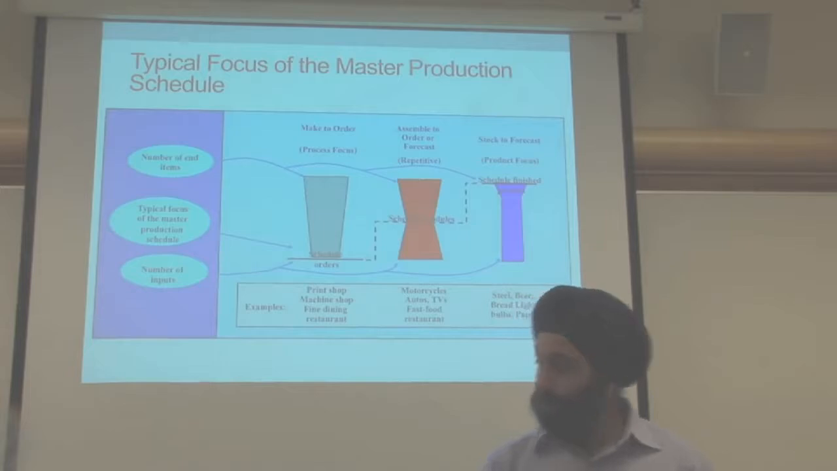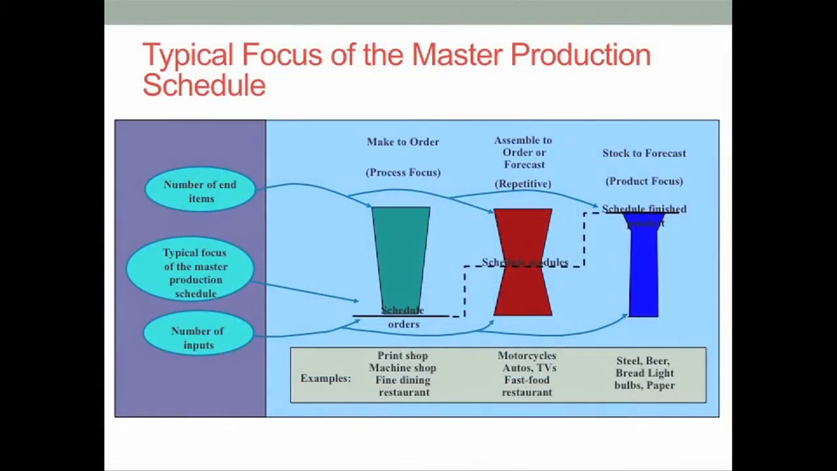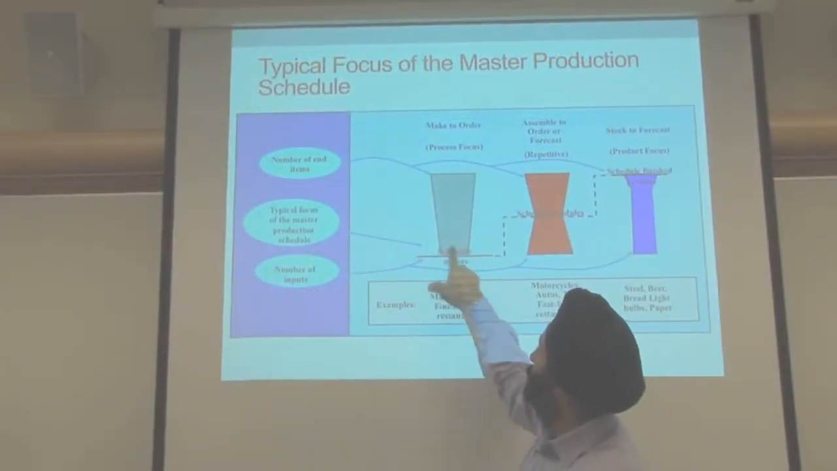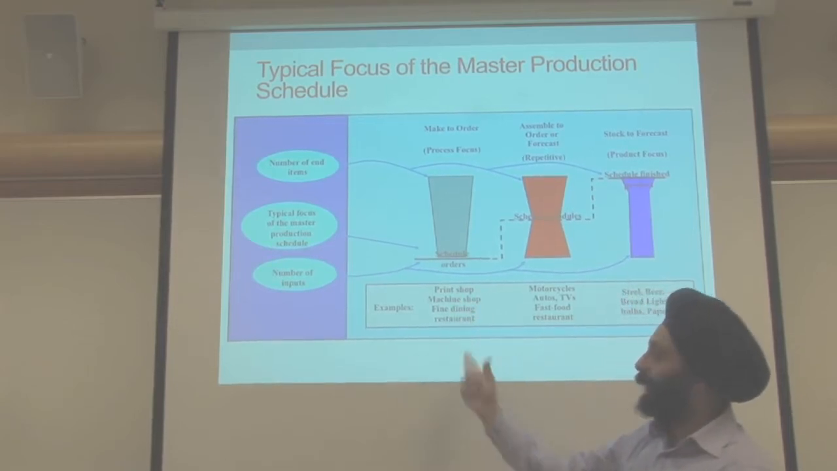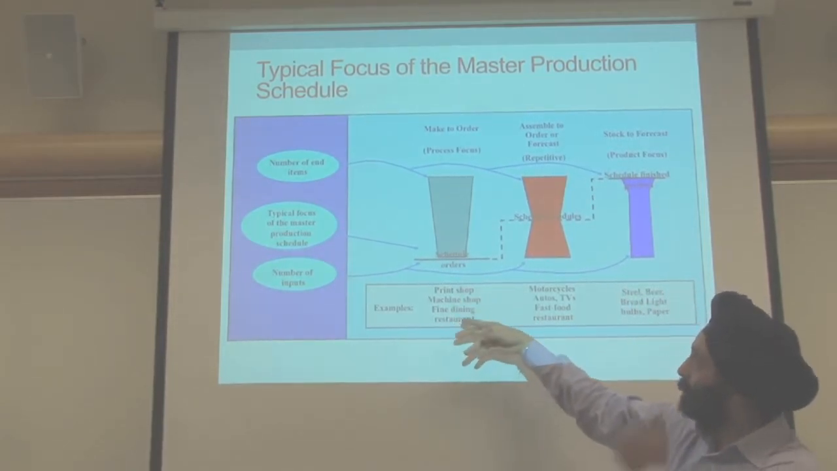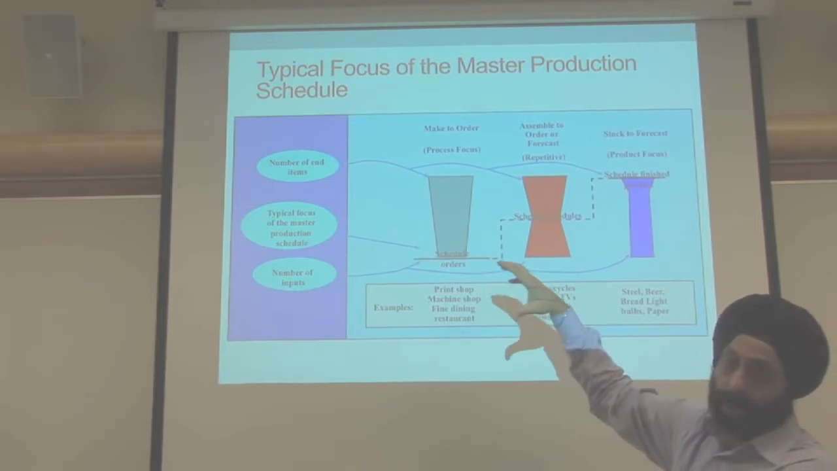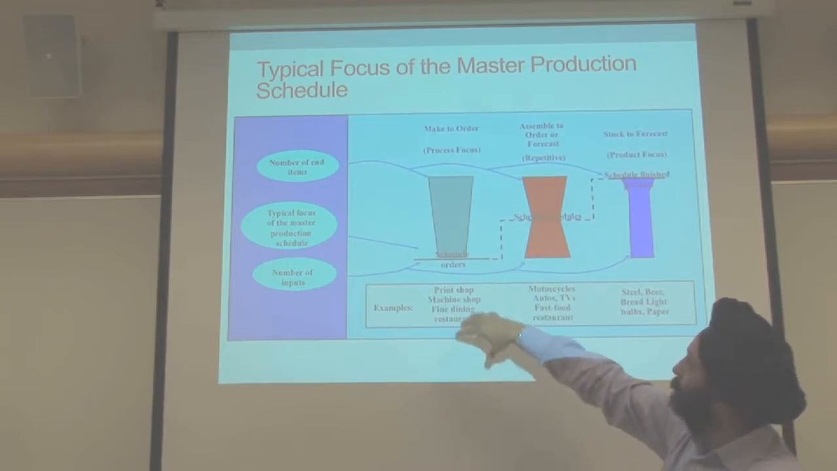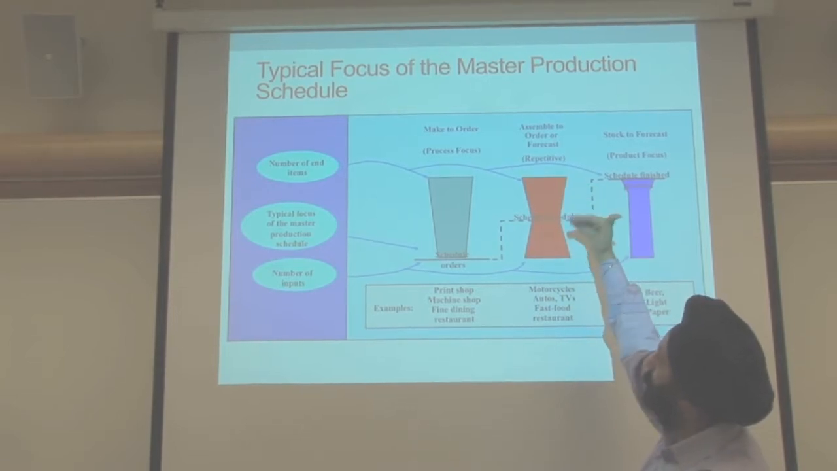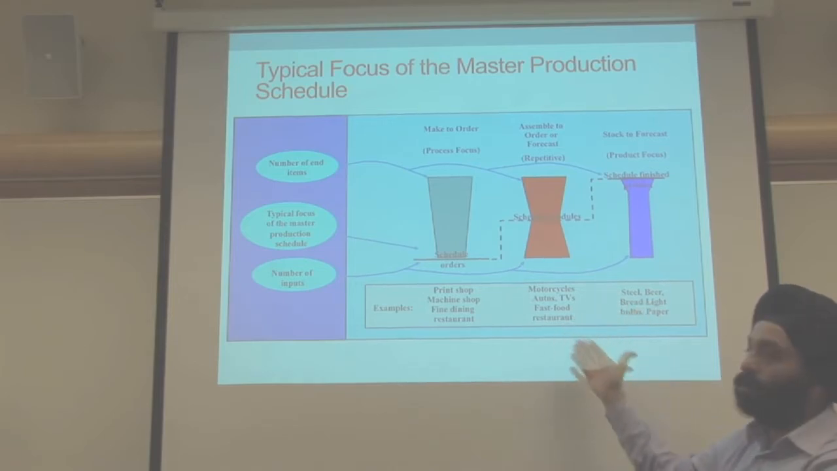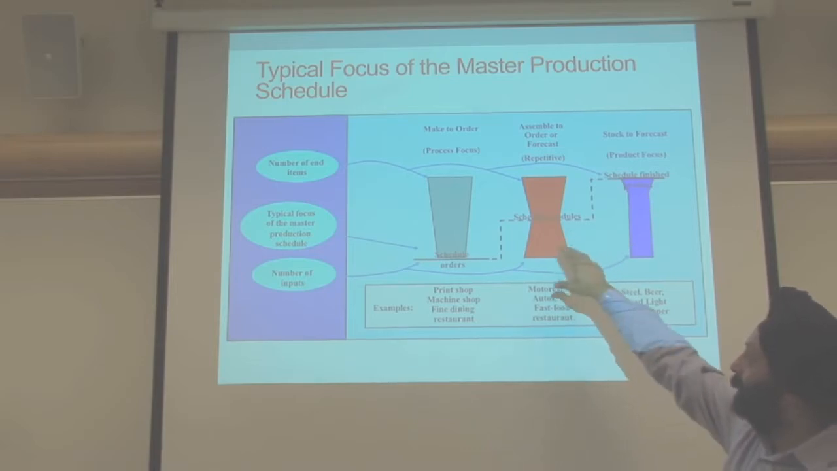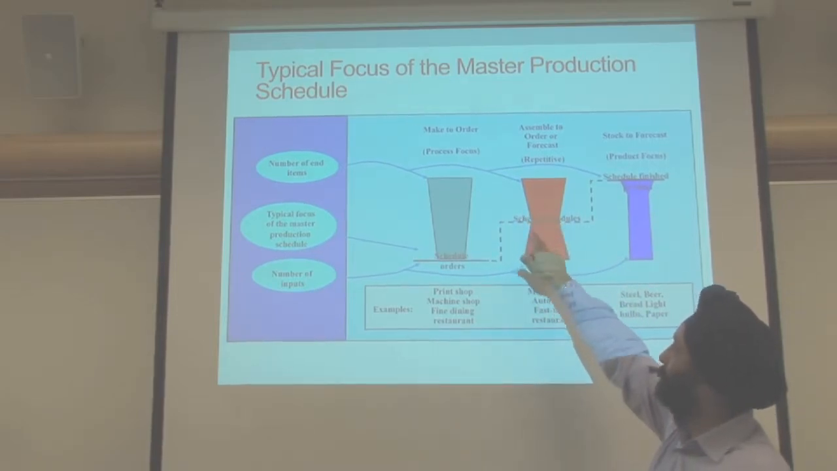So looking at it more specifically, in the make to order, this is a process focus, and you typically focus on scheduling the orders over here. Print shop, machine shop, fine dining, restaurants, all are examples of process focus, which typically produce their goods in a make to order environment. Whereas assemble to order or forecast, those are repetitive environments. As I mentioned, motorcycles, automobiles, TVs, fast food restaurants, computer industry, those will be all examples. This is where we try to end up creating a work in process schedule.